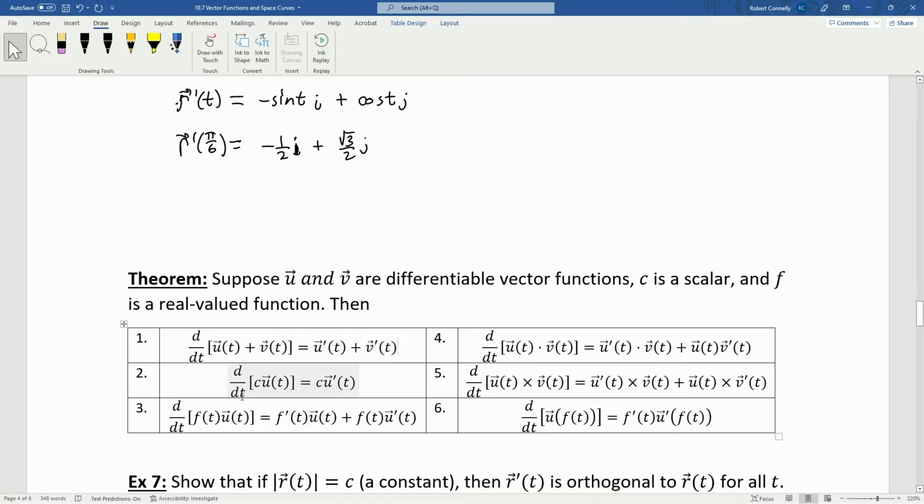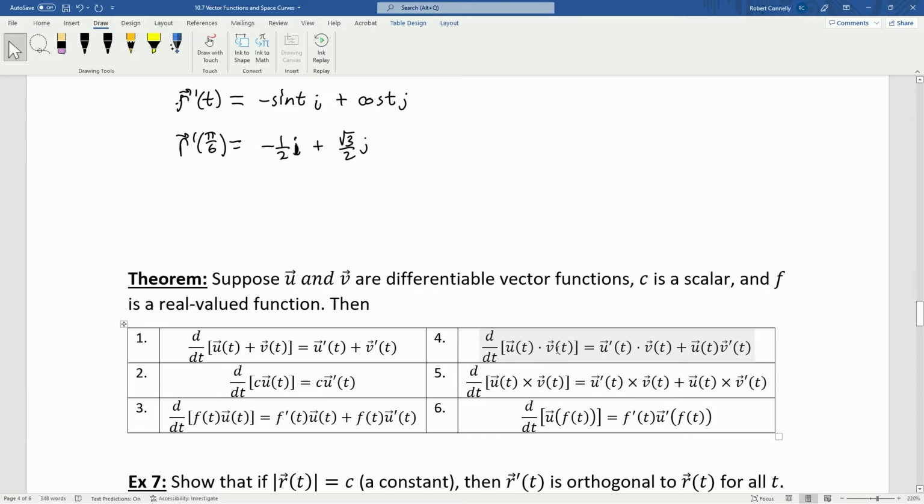So first of all, the derivative of a sum of two vectors is equal to the sum of the derivatives. The derivative of a constant times a vector is equal to the constant times the derivative of the vector. And then the derivative of a product of a function f of t times a vector function u of t is f prime of t times vector u of t, plus f of t times vector u prime of t. Now, I want to be really careful here. This is regular multiplication. This is not a vector function, so this is not a dot product or a cross product. This is a real valued function, or a scalar valued function.